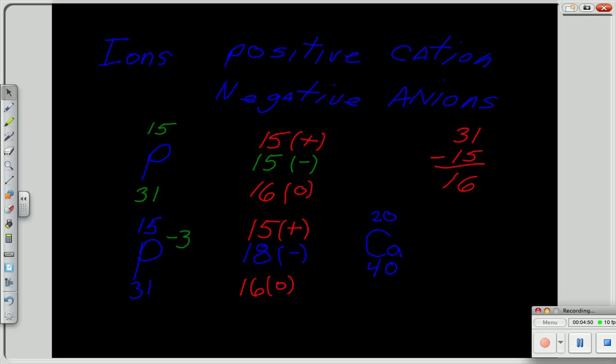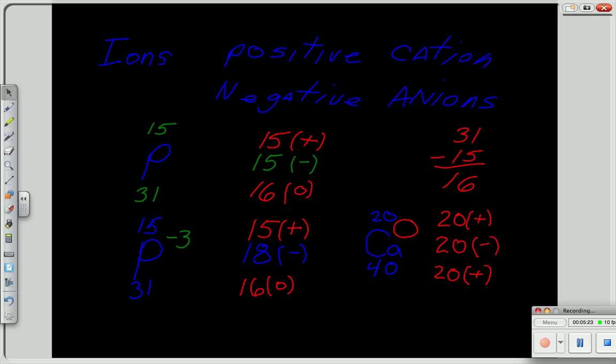meaning I have 20 protons, 20 neutrons, because 20 plus 20 equals this 40. And because there is no reference to a charge, there's nothing right here that's blank, I am going to have 20 electrons. So 20, 20, 20. All right.